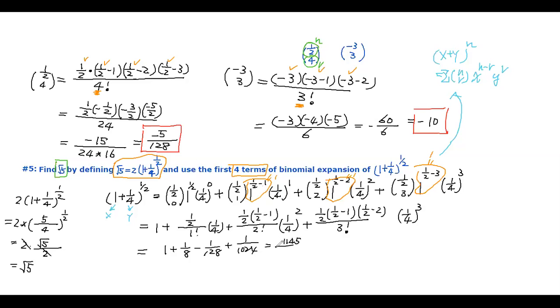1145 over 1024. Okay, so now I know the square root of phi can be estimated by 2 times 1145 over 1024 here. So I will get the number 2.23632. All right.